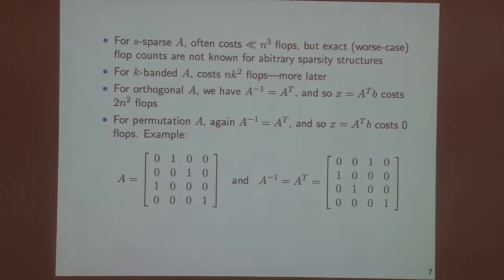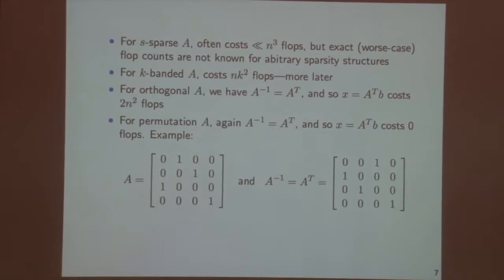For a sparse A, there's not a generic way to solve a sparse linear system in a practically sound, efficient manner. It depends on the sparsity pattern. So there's not a generic rule like there is for, say, lower triangular matrices, or for band matrices. But it often costs a lot less than n cubed flops. In the worst case, it can still be n cubed, even with a fairly sparse matrix, because the structure of that sparsity matters a lot in terms of the flop count and the resulting algorithms. That gets to be fairly complicated.